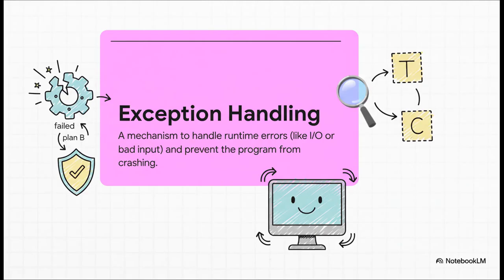So at its core, what is exception handling? Really, it's just your program's plan B. It's how you try a piece of code that you know might fail, and then catch the specific error if it does. This lets you respond to the problem without the whole application coming to a grinding halt.